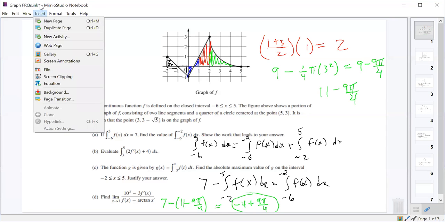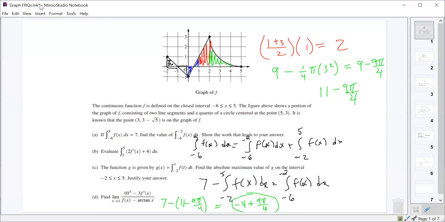Let me give you the breakdown on that. That was worth 3 points. So 1 point if you sort of set this up or showed this idea of combining the integrals. 1 point if you successfully got a value for the integral from -2 to 5, and 1 point for the final answer for that, -4 plus 9 pi over 4. All right. Everybody good there?